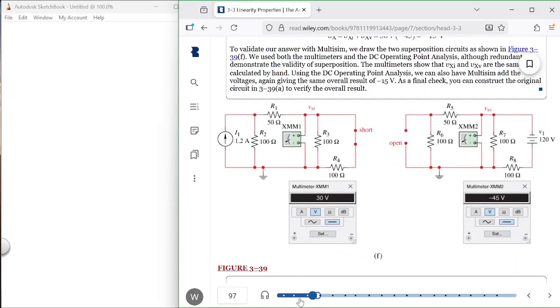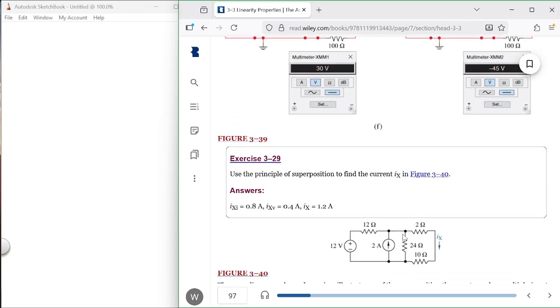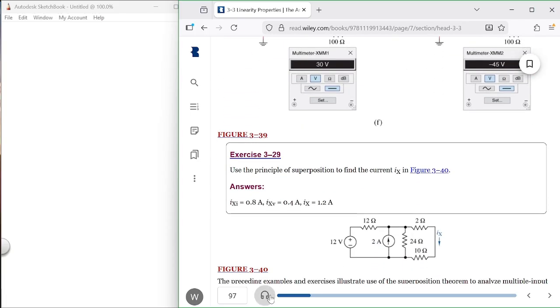If you want to hear this from the lady speaking in AI language, I'll turn it on if you want to listen to her. You want to listen to her?